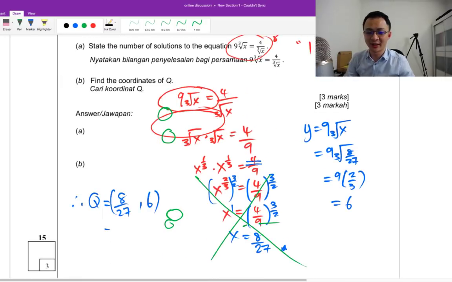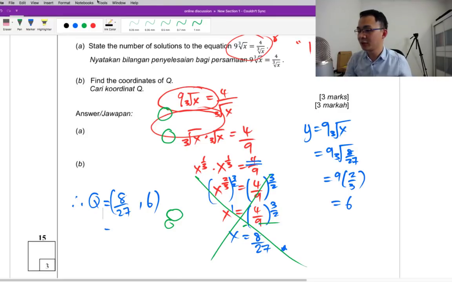Yeah, it hangs again. Yes, because sometimes we just overthink the 2-mark question.